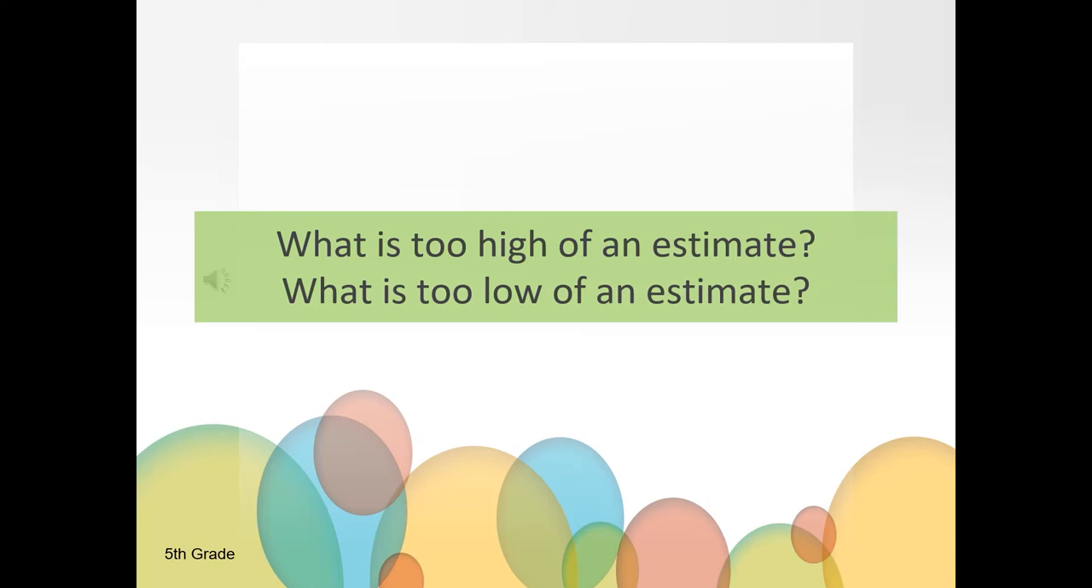When you're thinking about your estimates, remember to think about the reasonableness of your estimates. An unreasonable low estimate would be 50, because I can visualize 50 cubes fitting into the box. An unreasonable high estimate would be 500 cubes, because the box is too small to hold that many. What is your too high, too low, and your estimate for the number of cubes that would fit in the box?